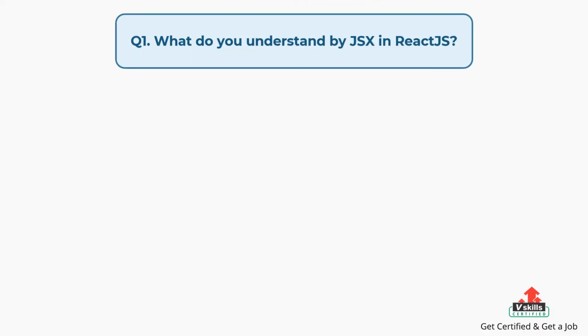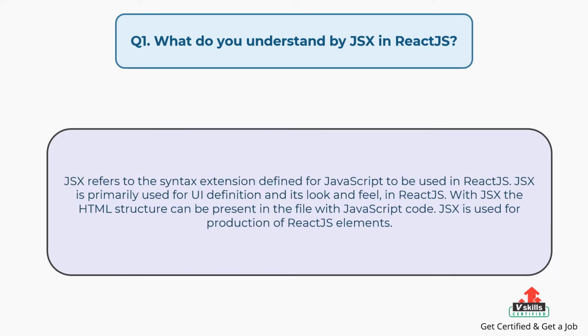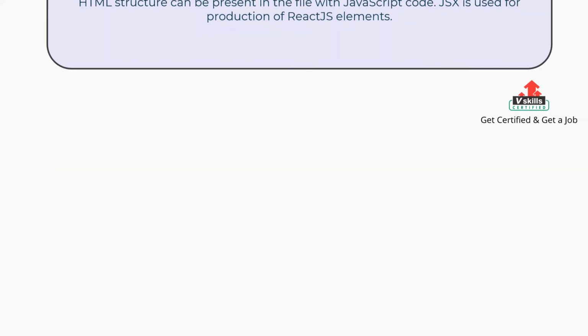What do you understand by JSX in ReactJS? The answer is, JSX refers to the syntax extension defined for JavaScript to be used in ReactJS. JSX is primarily used for UI definition and its look and feel. In ReactJS with JSX, the HTML structure can be present in the file with JavaScript code. JSX is used for production of ReactJS elements.